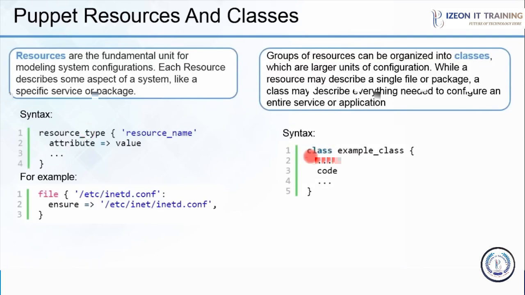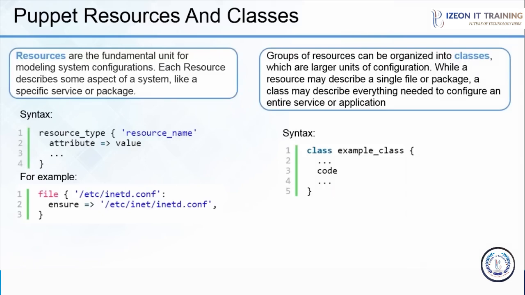First you need to write class, then give a name to that class, open the braces, write the code in the body, and then close the braces. It's very simple, and it is pretty much similar to other coding languages. If you have come across any other coding languages, it is pretty much similar to the class that you define over there as well.